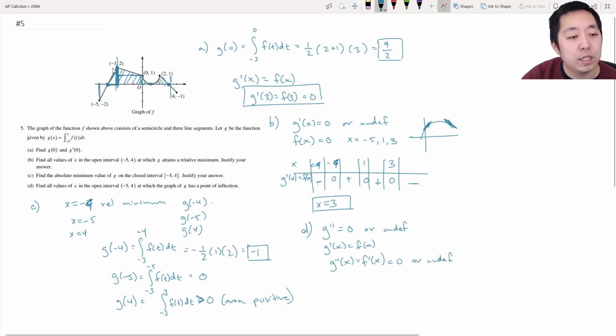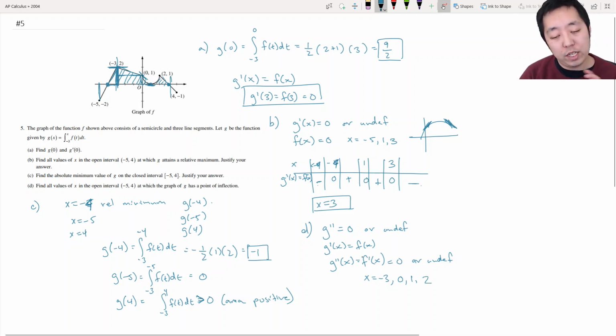So that happens here, right? Because this slope doesn't exist at x equals negative 3. Slopes here, 0, no slope there. Here the slope is 0 at x equals 1. And then here I have no slope at x equals 2. Okay, so those are my 4 candidate points for points of inflection.